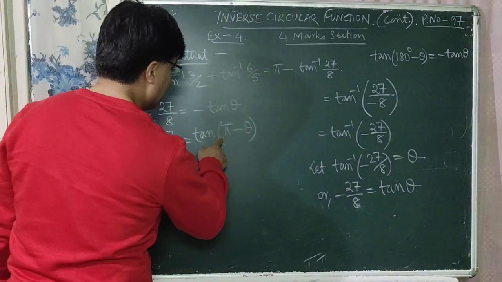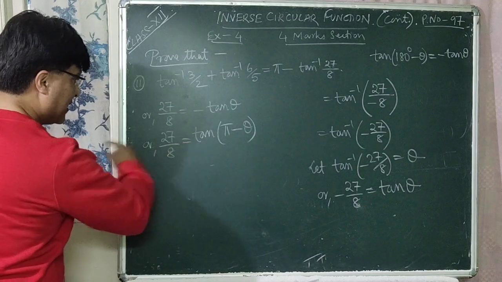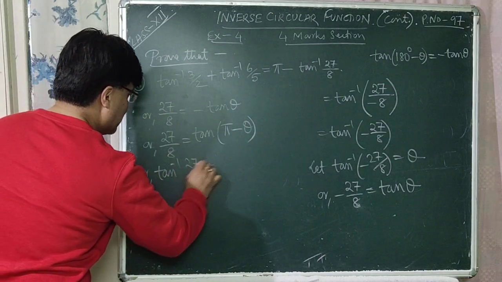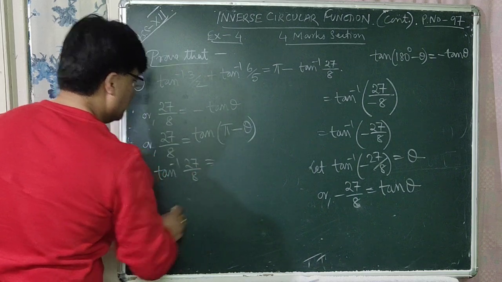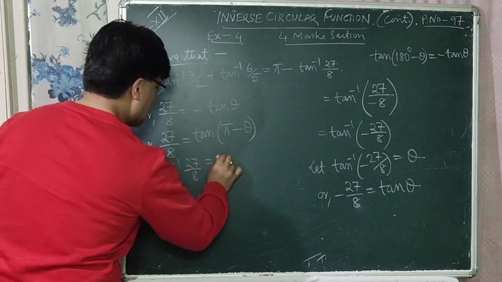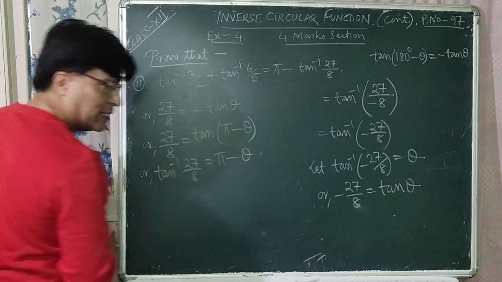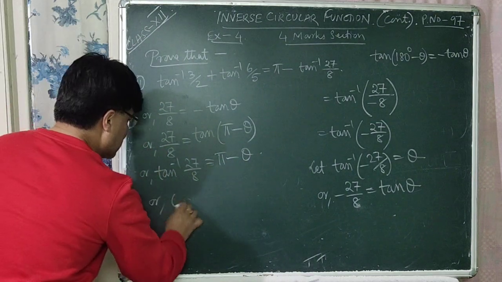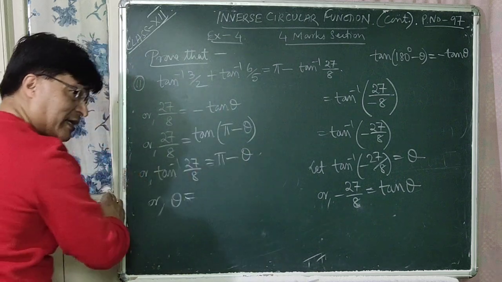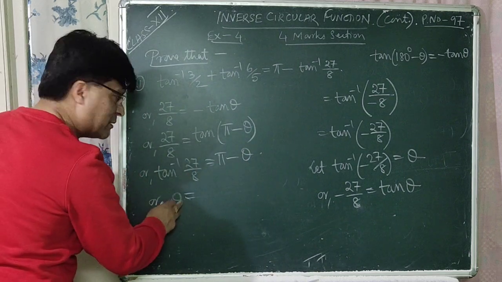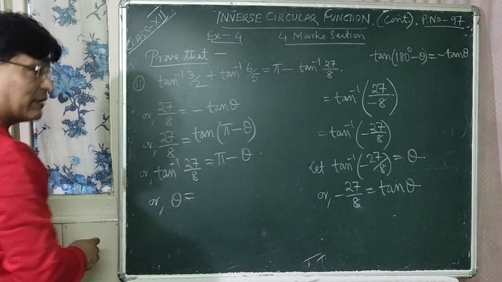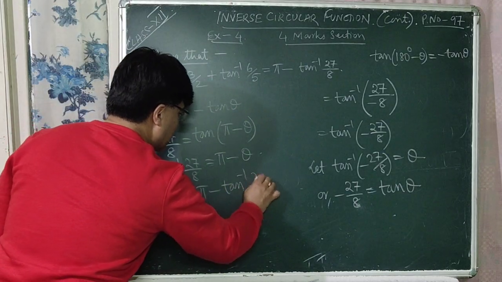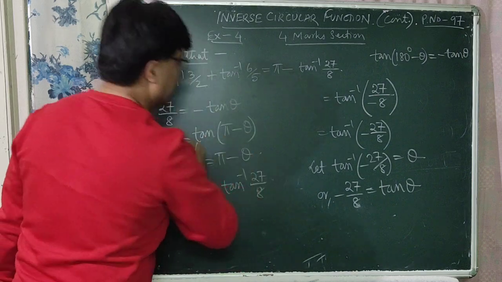So you can write pi minus theta. Again, tan, take it to the left hand side. So tan inverse 27 by 8 is equal to pi minus theta. Okay? So minus theta, take it to the left hand side. It becomes theta is equal to, minus theta becomes plus theta on the left hand side, and this goes to the right hand side. What does it become? Pi minus tan inverse 27 upon 8.